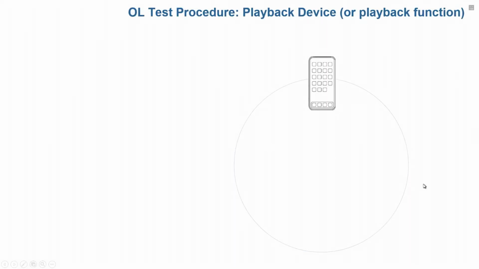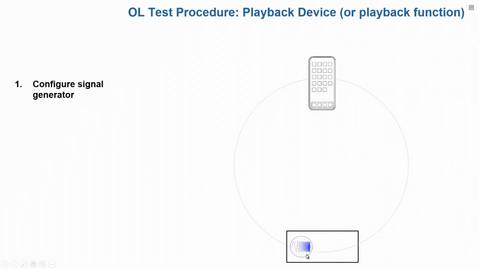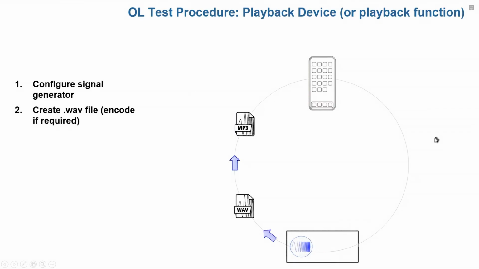Now, the open loop test procedure for a playback device, or the playback function of a device that does both record and playback, looks something like this. For example, suppose our DUT is a smartphone that we're going to use for playback. First we configure the signal generator in the audio analyzer.